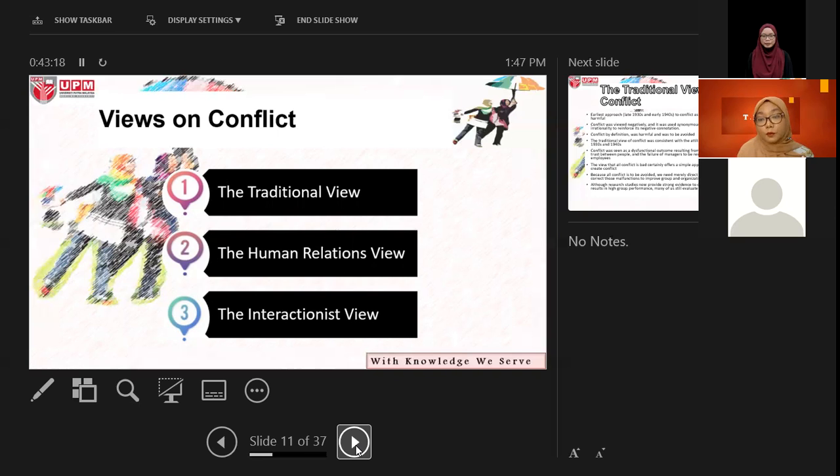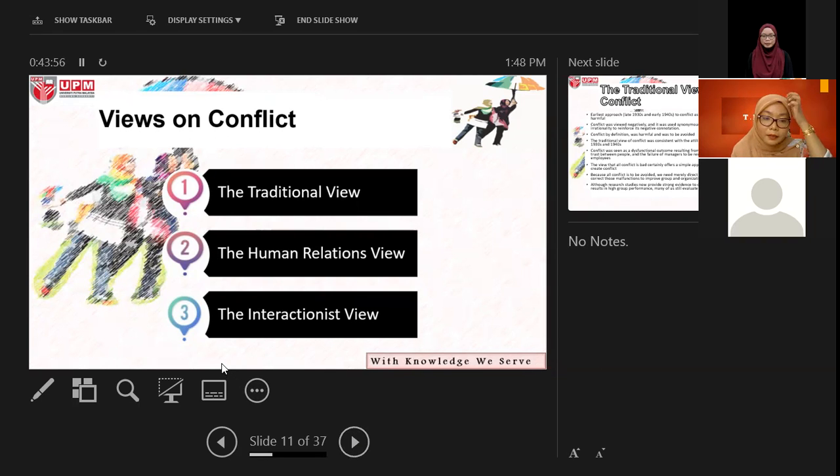Okay, so views on conflict. Okay, there are 3 views. So sebenarnya these 3 views, okay, I'm sure everybody has experienced these 3 views. Okay, different according to different situation, then we will employ different view. Okay, ada yang kita rasa macam, oh, this is unacceptable. And then there are situations that in which we think that, yes, this is acceptable. So let's look at these 3 views of conflict. The first one, the traditional view. Okay, the human relations view. And then the last one, the interactionist view.